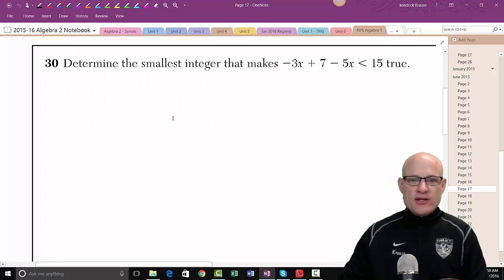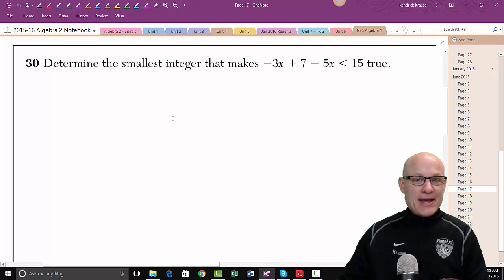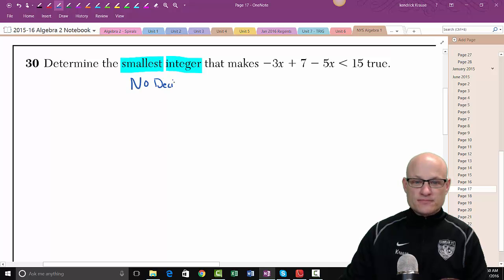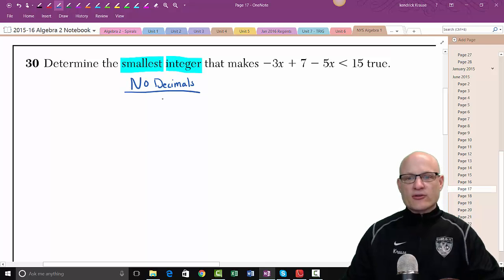So all right, this problem's not a bad question. Not a bad question. If you remember one thing. So I want to make sure we understand. We need the smallest integer. And what that means to you is no decimals or fractions. More importantly, no decimals. We need a whole number. No integer, no fraction. So let's take this sucker down here and solve it.